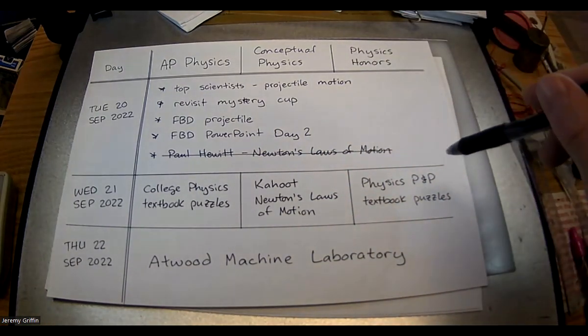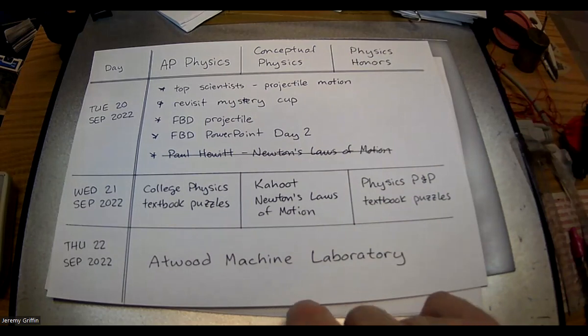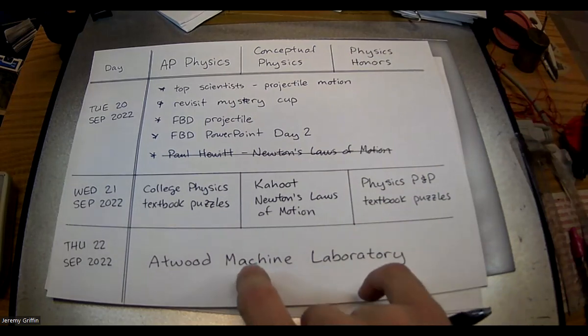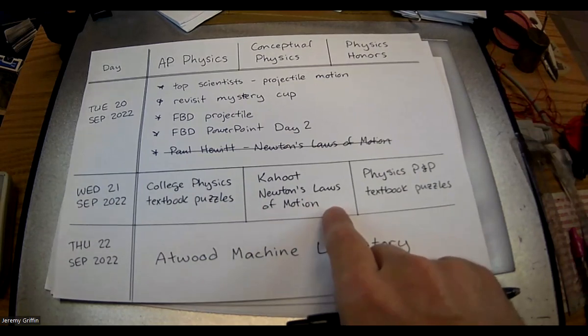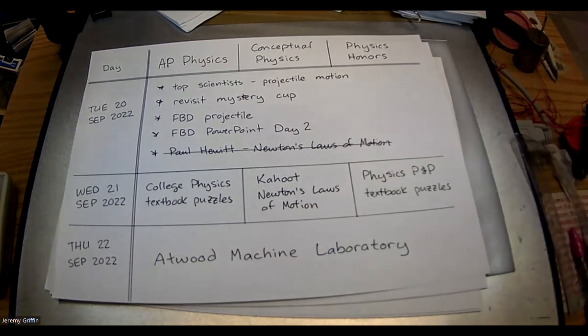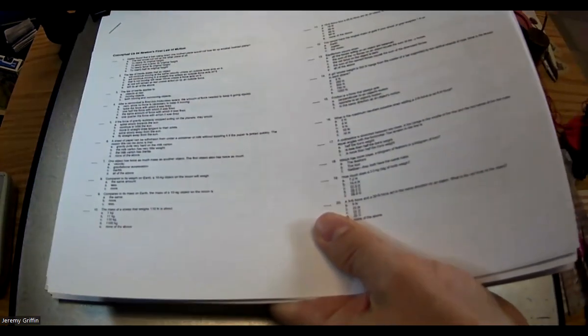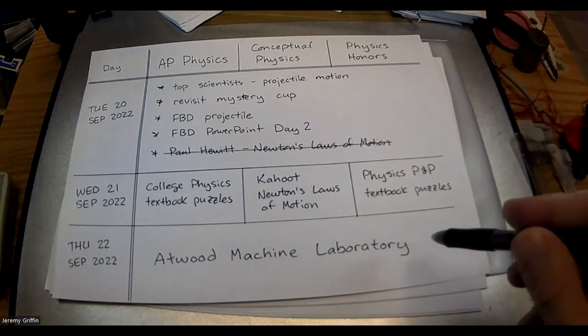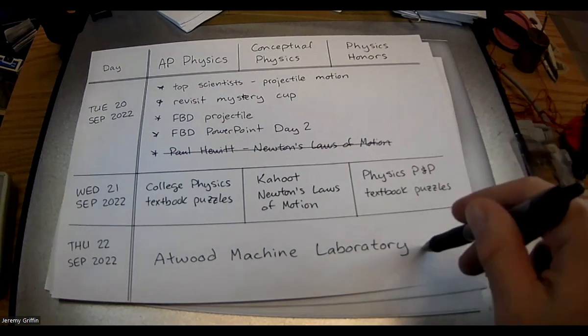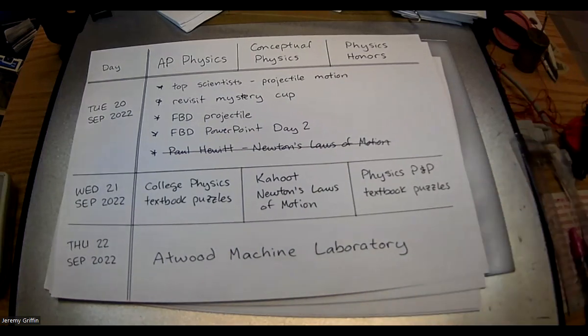And then tomorrow, doing different things in different classes. For AP and honors, we're doing textbook problems. For conceptual, we're doing Kahoot with Newton's laws of motion. You guys remember this packet of like 60 questions, like 20 each on Newton's laws of motion? 1, 2, 3. Okay.